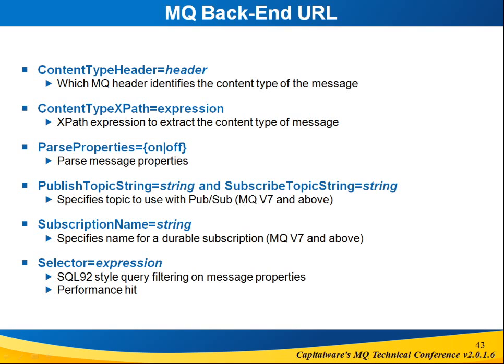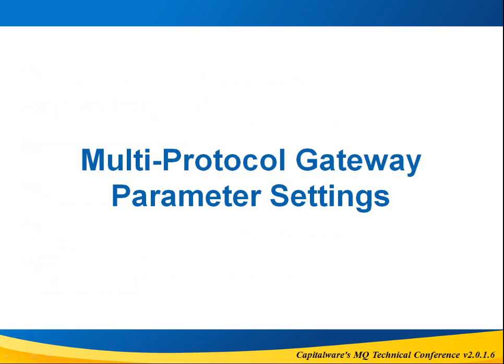Publish topic string, instead of including the response queue name, we can instead publish that information with a publish topic string. And similarly with the reply queue, we can subscribe to the response instead of reading it from a point-to-point queue instead. Once again, subscription name, allowing us to set up a durable subscription for the reply if we want to. And then finally selectors, which is the same as on the front side handler, to selectively retrieve messages from the reply queue if you so desire. Again, I strongly recommend please don't do that. It gives you a performance hit. So that's pretty much it as far as the back-end URL is concerned.